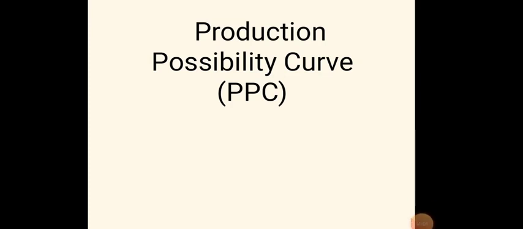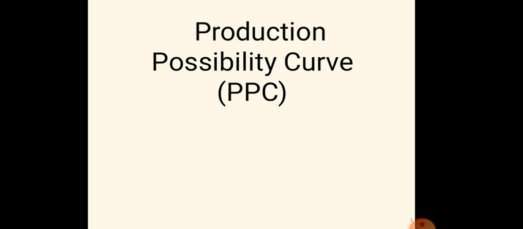Hello everyone. Today we will continue chapter 2, Central Problems of an Economy. Our topic for the day is Production Possibility Curve. In abbreviation, it is referred to as PPC. A PPC is a graphical method to study the core economic problem of scarcity and choice.